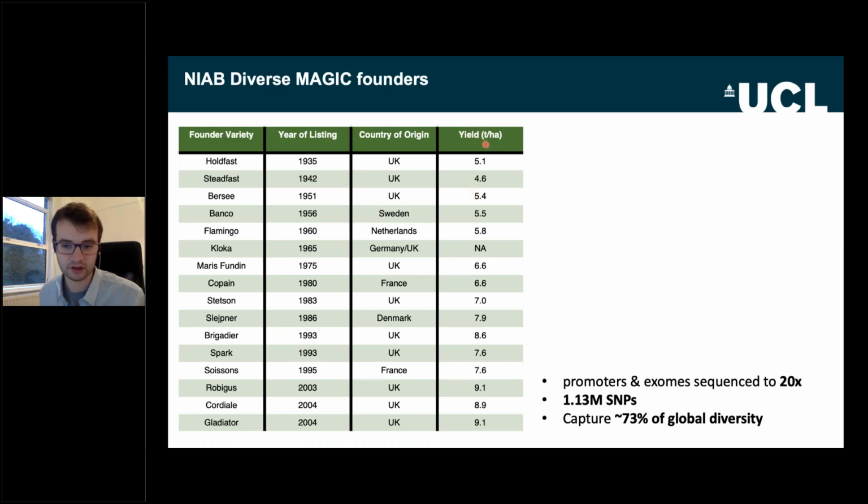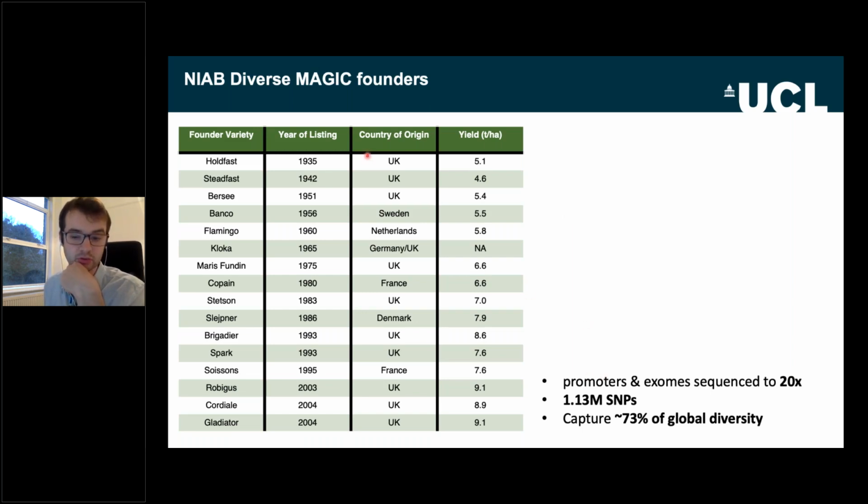This is an interesting time span because the yields almost doubled, and a lot of that change has been attributed to genetic gain. So this is a diverse MAGIC experimental population that can be used to reveal the genomic basis of phenotypic changes that have occurred over this time period.